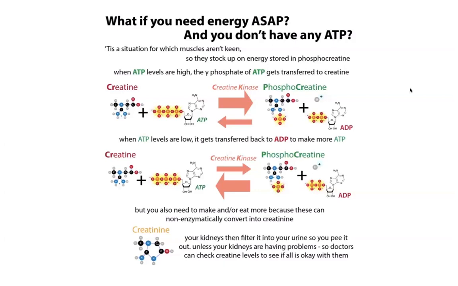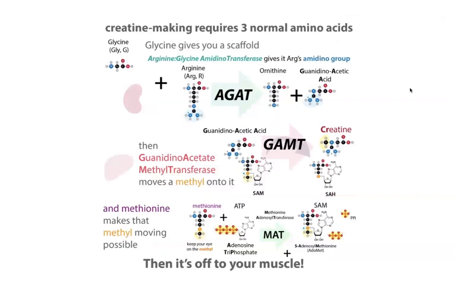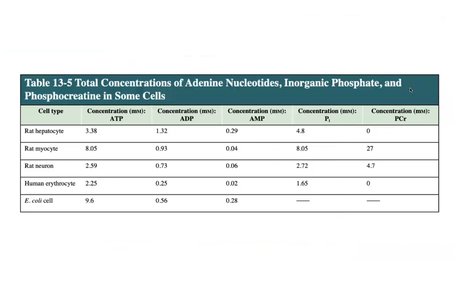You also have to actually make or eat more creatine, because these can also non-enzymatically convert into a molecule called creatinine. You might have heard of that. Basically, your kidneys filter it into your urine, so you pee it out. But if your kidneys are having problems, then it doesn't get peed out, so doctors can check creatinine levels to see if all is okay with them. And creatine itself is made from amino acids, and it's cool, but I'm not going to go into that.